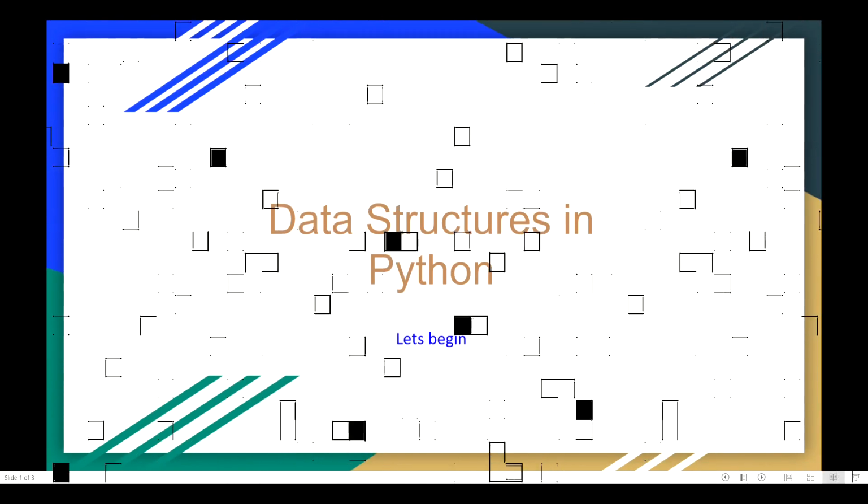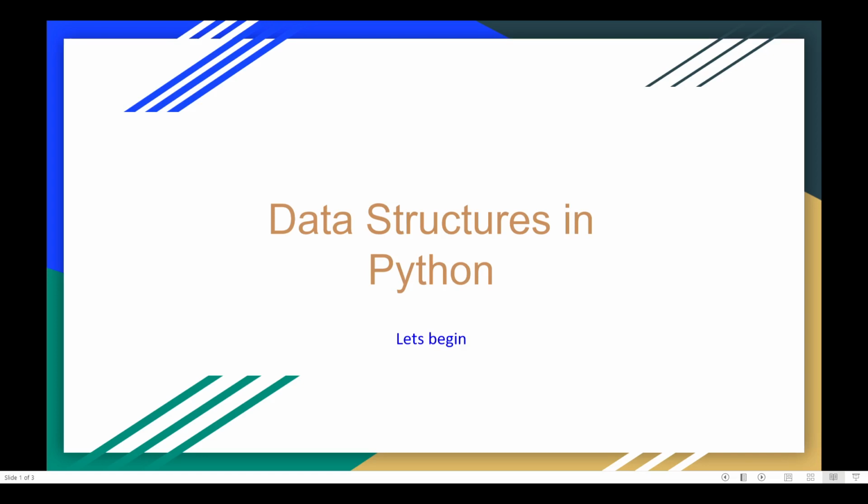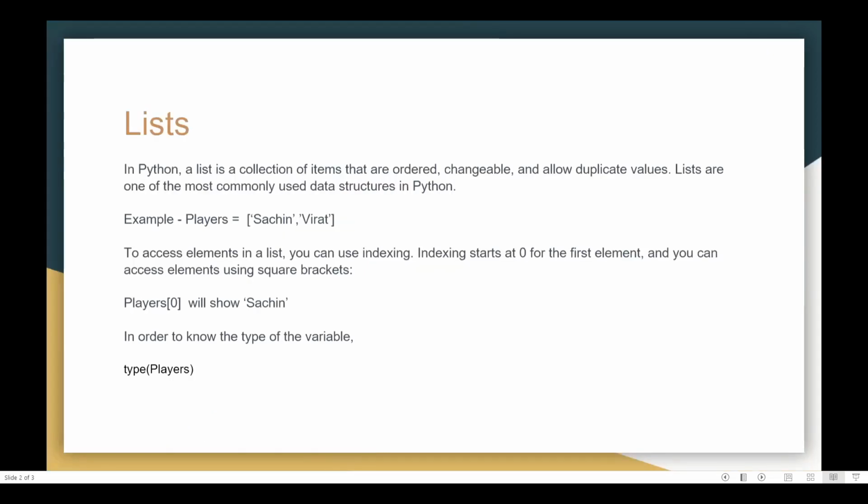Now we will discuss data structures in Python. So let's begin. We will begin with lists. In Python, a list is a collection of items that are ordered, changeable, and allow duplicate values. Lists are one of the most commonly used data structures in Python. Here you can see one example of a list. Players is our variable in which there are two elements. The square brackets denote a list. The first element is Sachin and the second element is Virat.